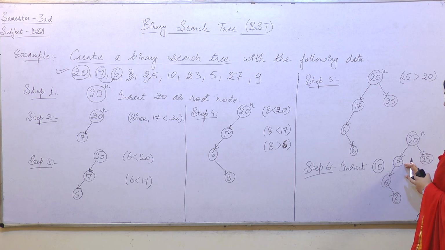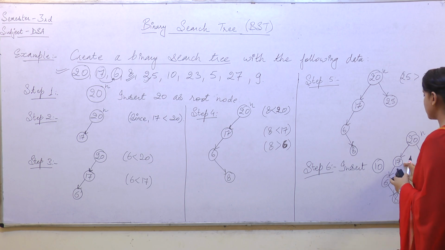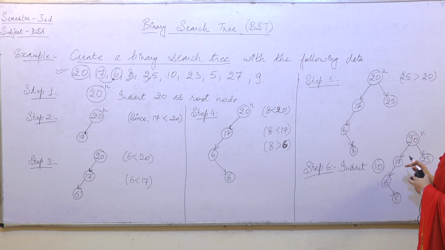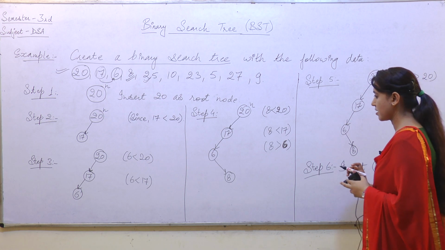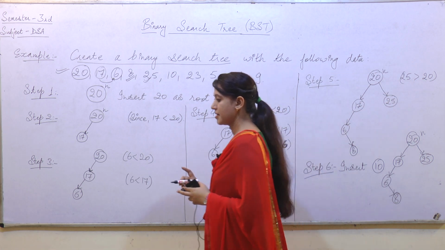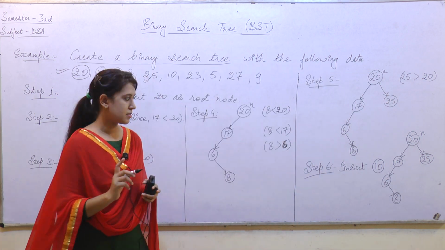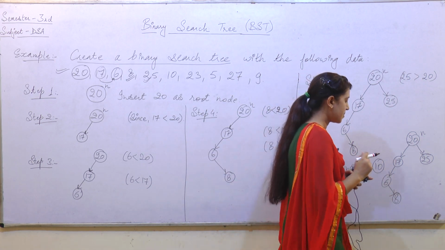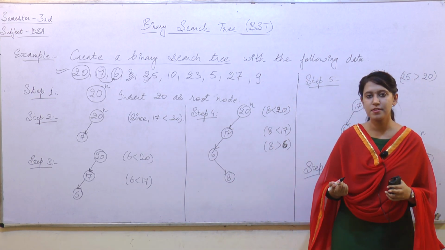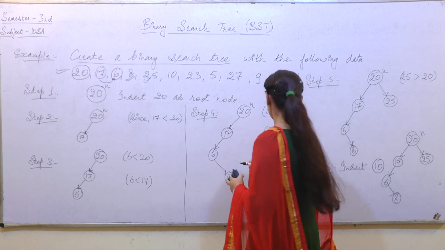Then we will compare 10 with 17. So 10 is again less than 17. Further we will move towards the left side of 17. Then we will compare 10 with 6. Now 6 is less than 10. This gives us the permission that 10 will be inserted on the right side of our node 6.